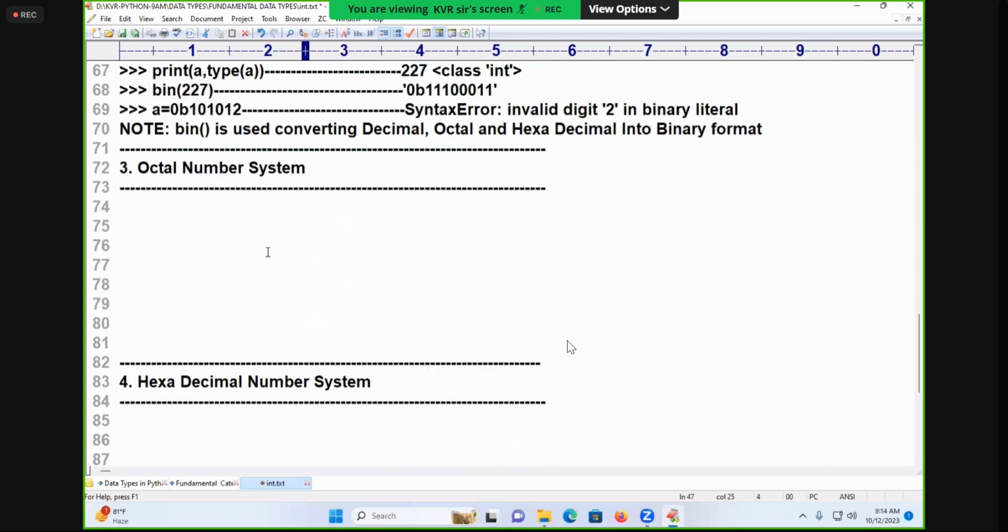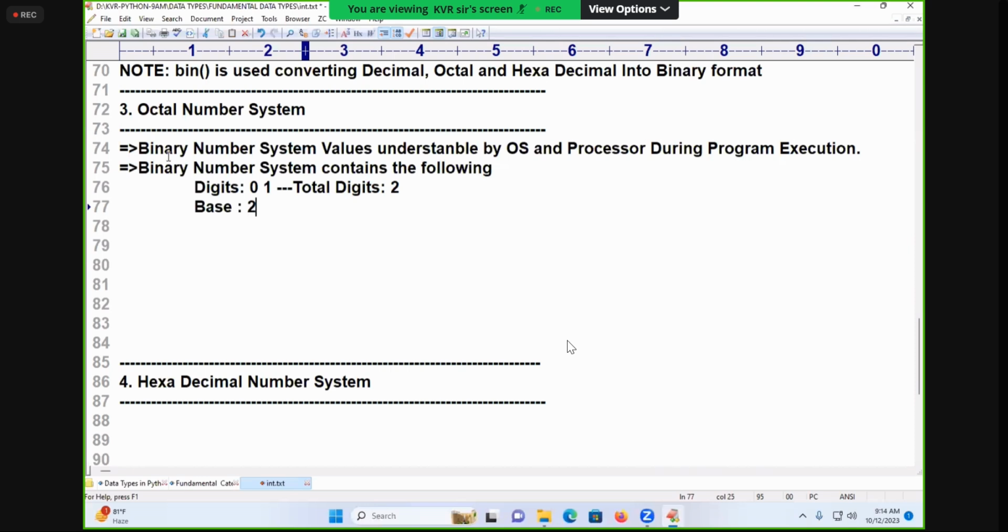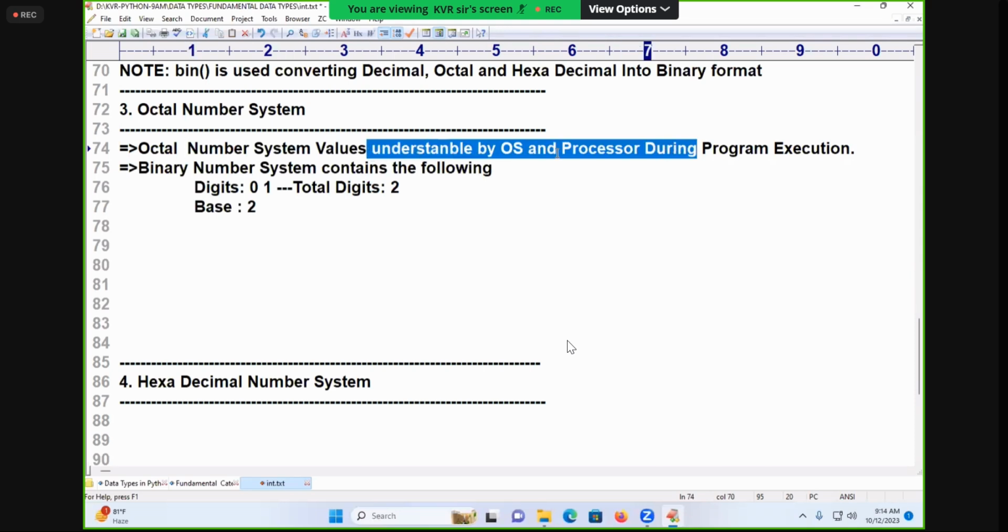Let us try to follow, guys. Here I am writing: octal number system values are understandable by microprocessor kits. In electronics or in BTech CSE, there is a programming called 8086, assembly language programming, which we can call ALP. So any electronic students here?